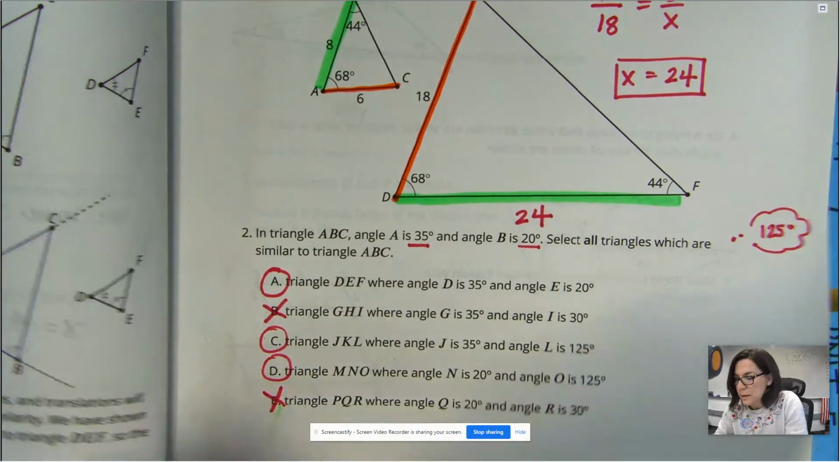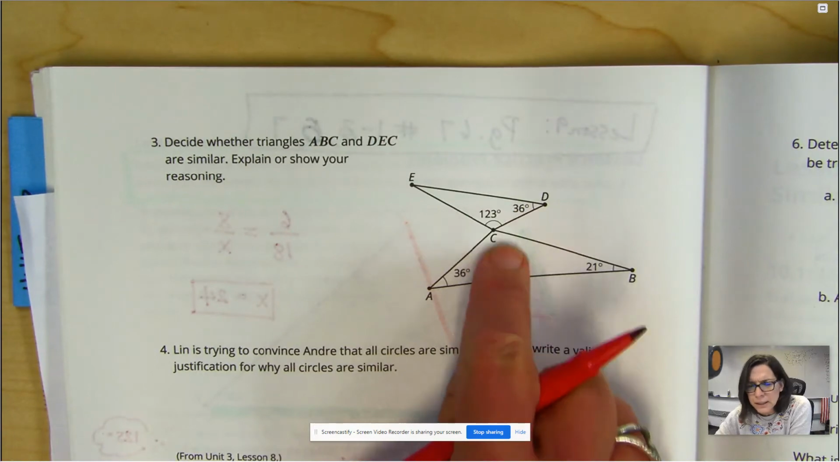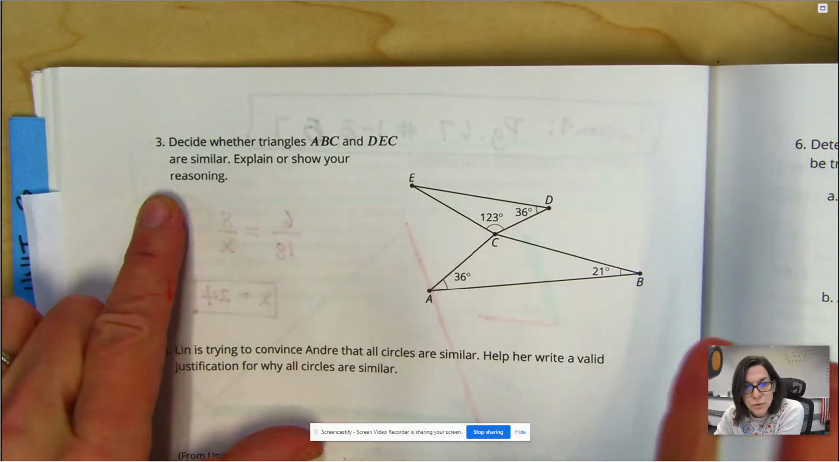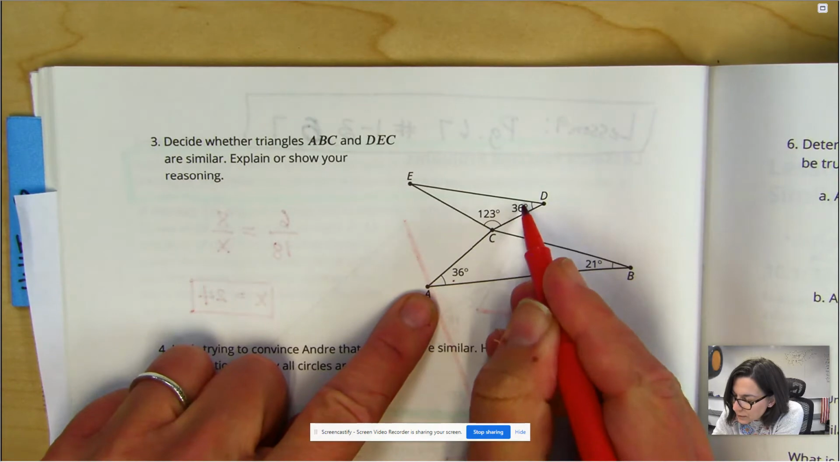Okay. 1, 2, 3. All right. This one's a little bit weird. At first glance, you're like, oh, are those vertical angles? No, but they still might be the same. Okay. How can you tell if they're similar? Well, we need two angles that match. Right now, we have one. We have the 36 and the 36.